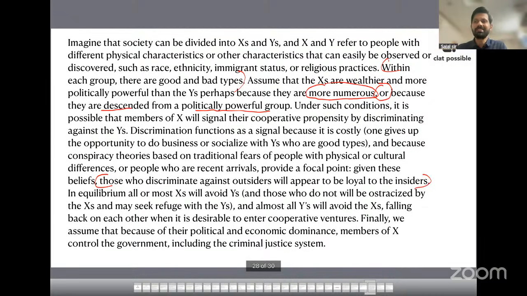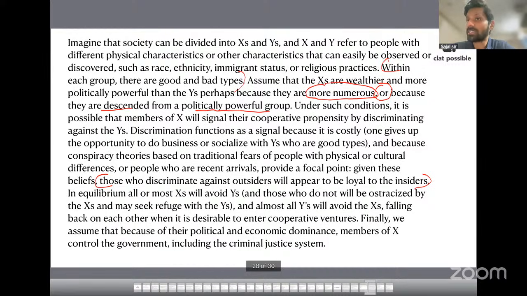And it's a general sort of societal tendency. It's not something which is very alien, we know. And it's playing out more and more in today's world, that you discriminating against outsiders will be a signal that you are loyal to the insiders, to our own group. In equilibrium, all or most X's will avoid Ys, and those who do not will be ostracized by the X's and may seek refuge with the Ys.